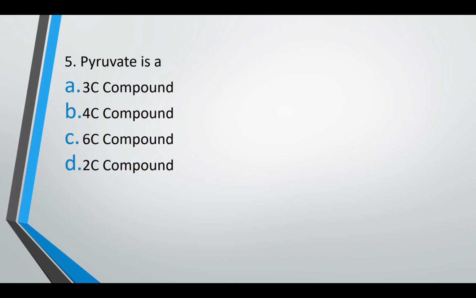Question 5. Pyruvate is a option A 3 carbon compound, option B 4 carbon compound, option C 6 carbon compound, or option D 2 carbon compound. The correct answer is option A. Pyruvate is a 3 carbon compound. An example of 4 carbon compound is oxaloacetic acid. Example of 6 carbon compound is glucose, and of 2 carbon compound is acetyl CoA.